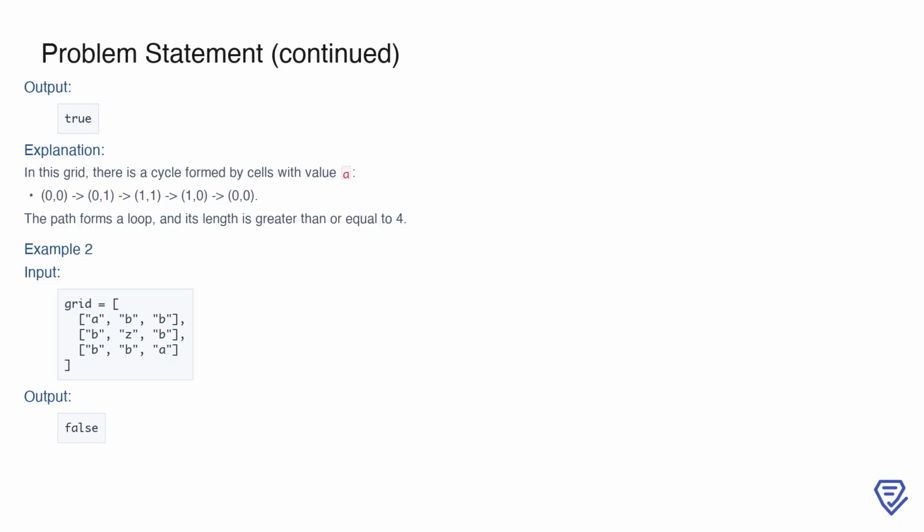In contrast, for the second example, the grid does not contain any cycles. While there are cells with the same value, no path exists that forms a loop with a length of at least 4. Thus, the output here is false.